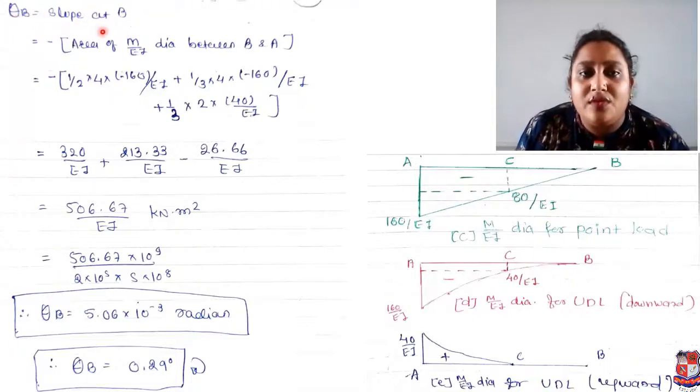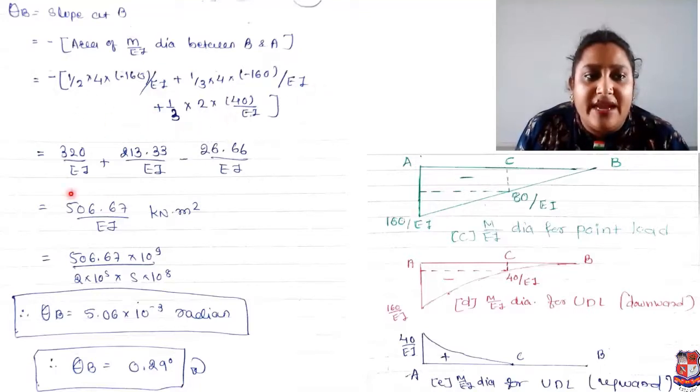Theta B is equal to the slope at B. As per that, we have to see 1/2 into 4 into 160 upon EI, plus 1/3 of 4 into 160 upon EI. That value is minus, why? Because it is downward. Plus 1/3 of 2 into 40 upon EI. So we have taken the area of the M upon EI diagram between B to A. Whatever diagrams were there between B to A, for that we have taken the area.